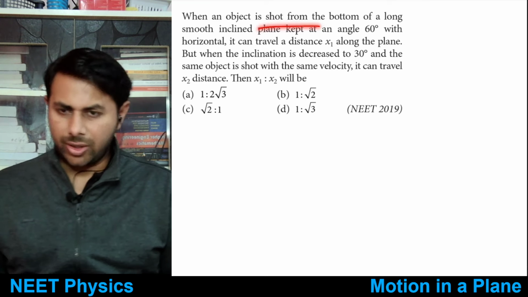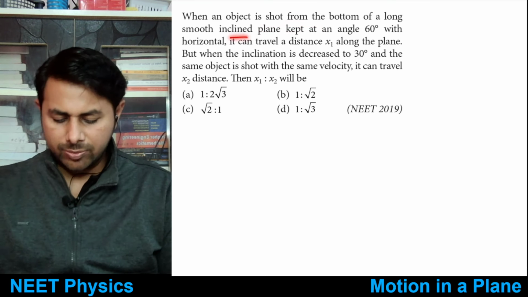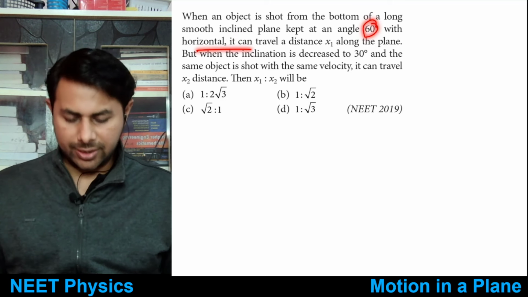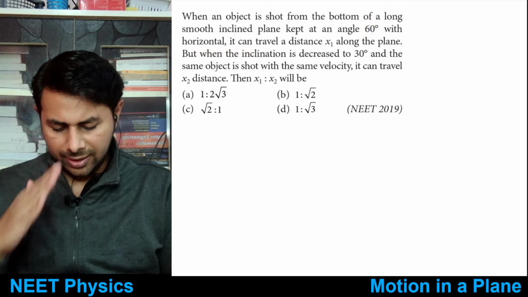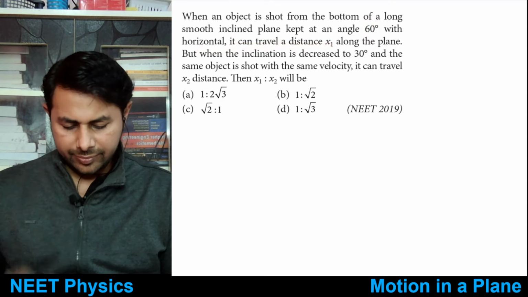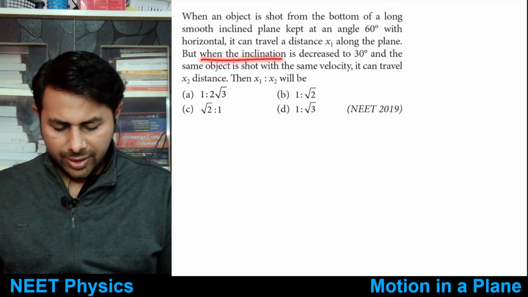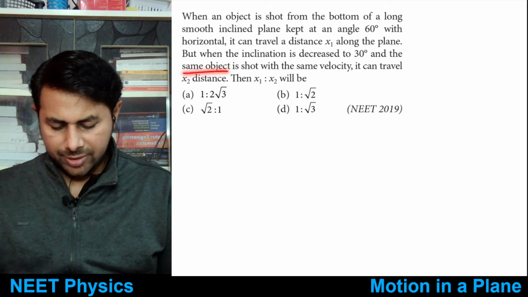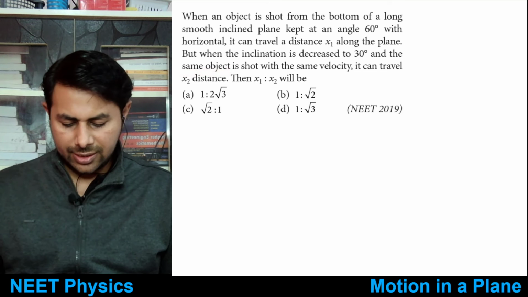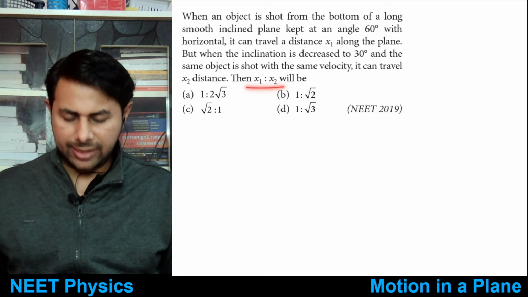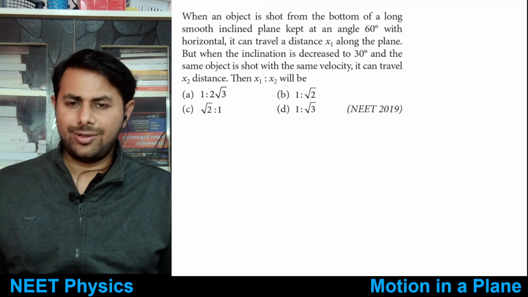When an object is shot from the bottom of a long smooth inclined plane kept at an angle of 60 degrees with the horizontal, it can travel a distance x1 along the plane. But when the inclination is decreased to 30 degrees and the same object is shot with the same velocity, it can travel a distance x2. Then x1 is to x2 will be. Now you tell me.